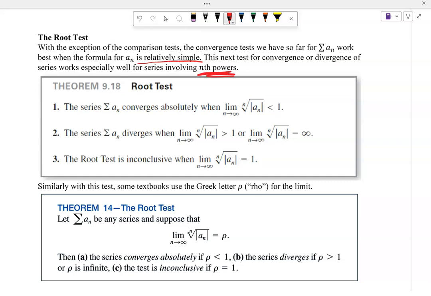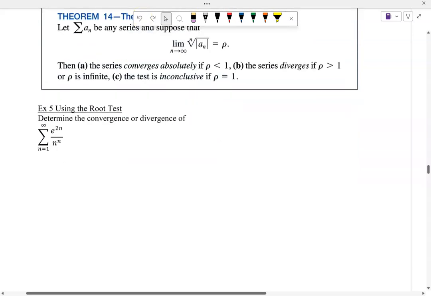So once you take the nth root of a_n, if it's less than 1, it converges absolutely. If it's greater than 1 or shoots to infinity, then it diverges. And if the nth root of the absolute value of a_n equals 1, it's inconclusive. Okay, so that's the root test. This bottom one is just another way. Some textbooks will call that value that you get rho. So just FYI on that, but it's stating the same thing.